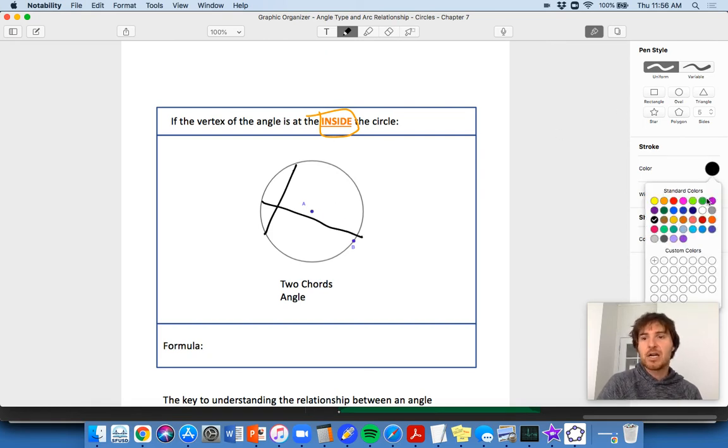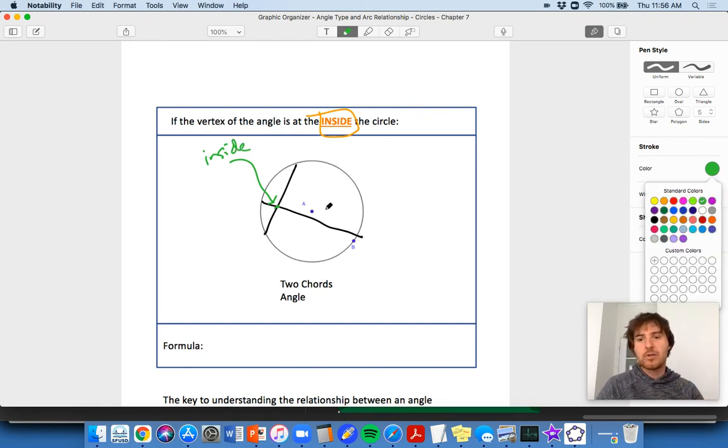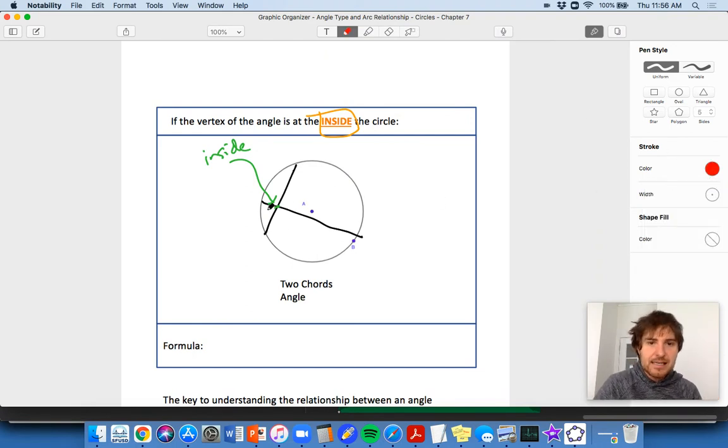And my vertex here is inside. So we've talked about center, on the circle, outside the circle, and finally vertex inside the circle. Okay, vertex inside the circle. So if I want to figure out, this is a little bit hard here. You've got to talk about which angle you're talking about. I'm going to mark this as my angle of interest here, angle 1.